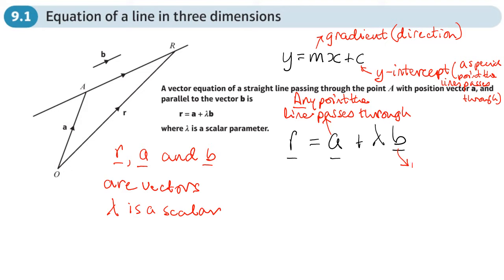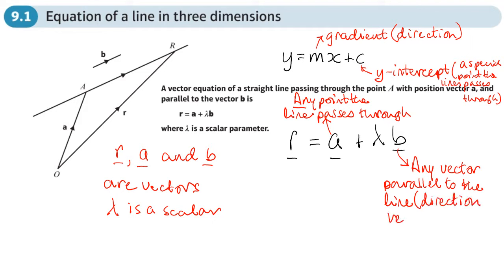And actually what it is is any vector parallel to the line. And I call it the direction vector. So it's a bit like the gradient in that it tells you the direction it's going in. And lambda here can just be a number. So by substituting in different values for lambda, we get different points on the line, which is R.